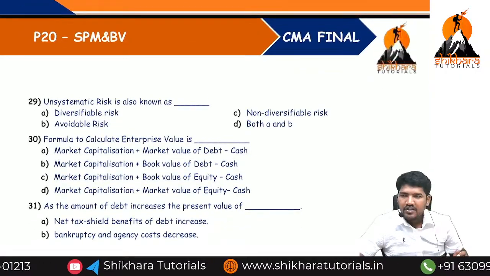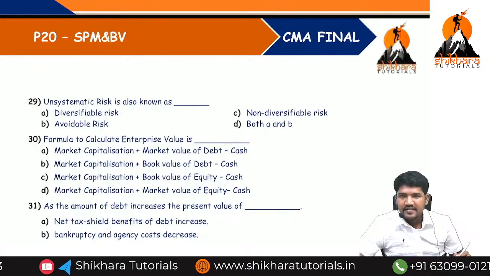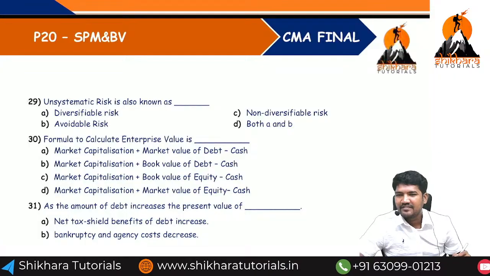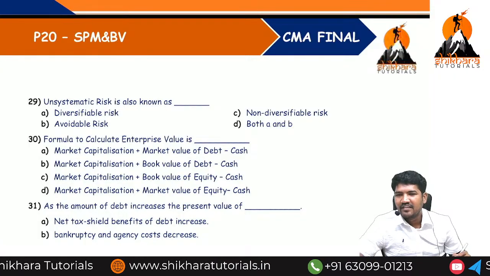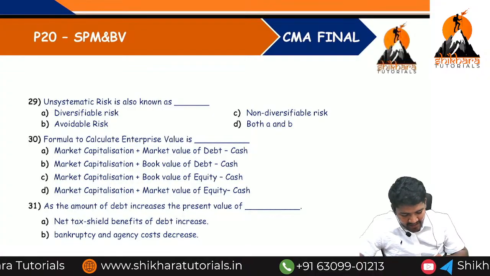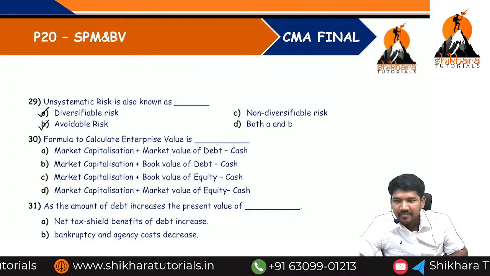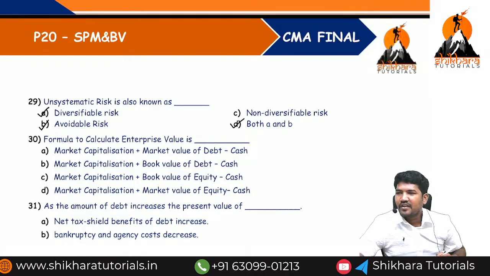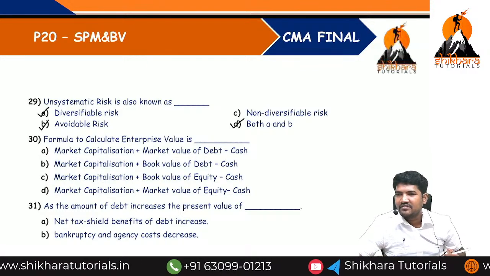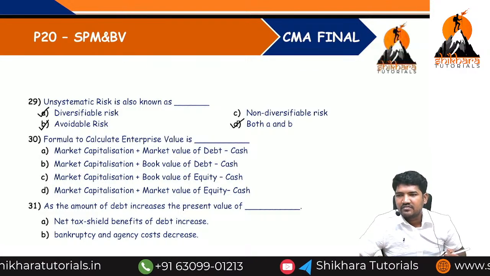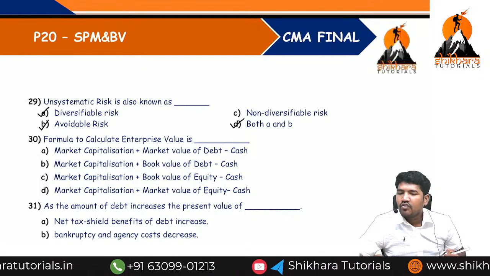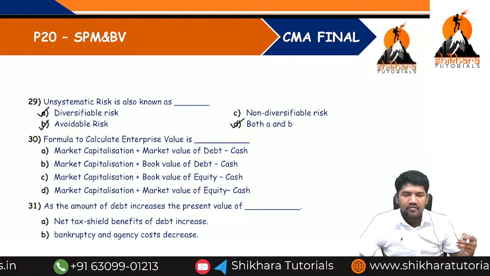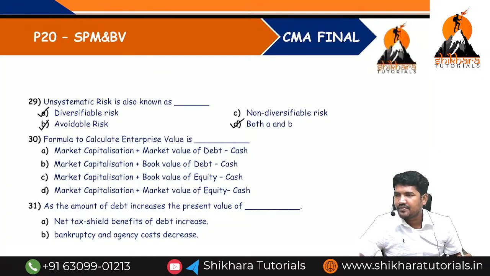Unsystematic risk is also known as... Option A. Yes, diversifiable as well as avoidable. The best answer is both A and B. Otherwise you will simply lose 2 marks. Even though your answer is A, go and check D also. After completion of all options, you have to decide which one is the right answer.